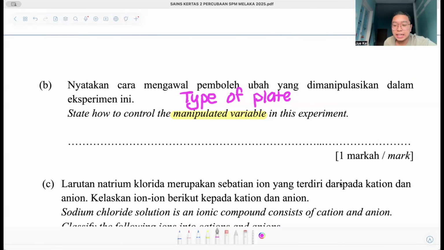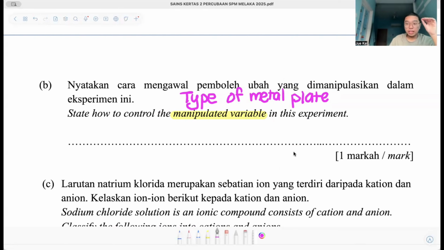Okay, clear. So you see, both plates are different. So it asks you how to control. Really easy. I tell you, if you join my class on the YouTube, 10.3, 10.31, you can see. Actually, it's type of metal plate, since it is metal, so I write down metal plate, a bit more specific.